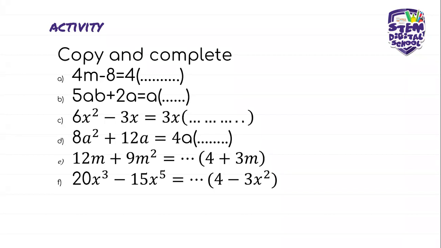which is the last activity of this session, not necessarily the session, but this round of session. We are looking at 20x cubed minus 15x to the power of 5. So once again, we will have to now take out the common factor.